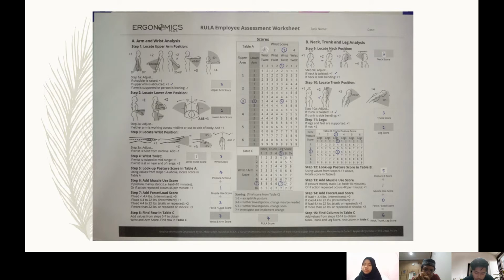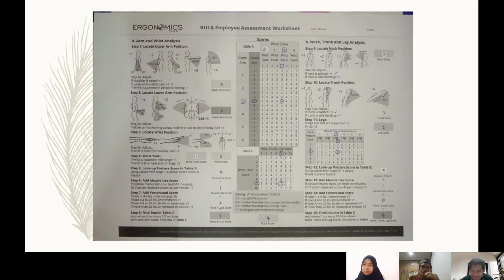Next is the 8th step, which is to find a row in Table C. The score obtained is 7, and the score is related to step 5 to step 7 obtained before. The arm positioning and limb position affect the cashier's posture. So I will have Sophie continue for the next step.